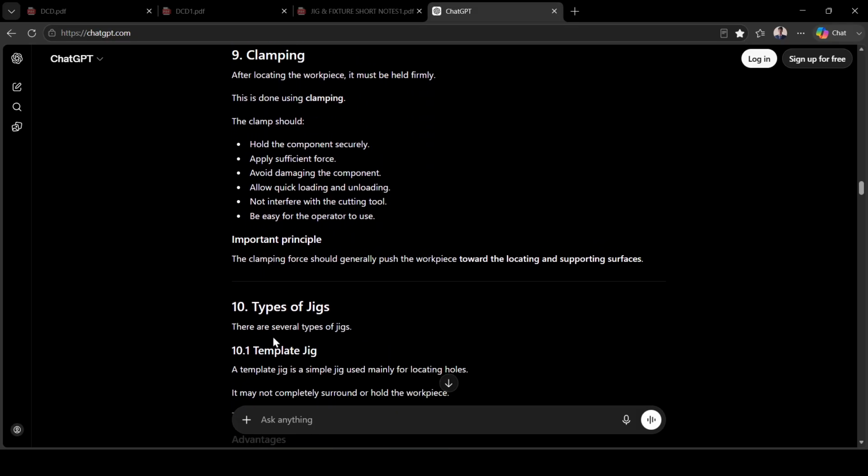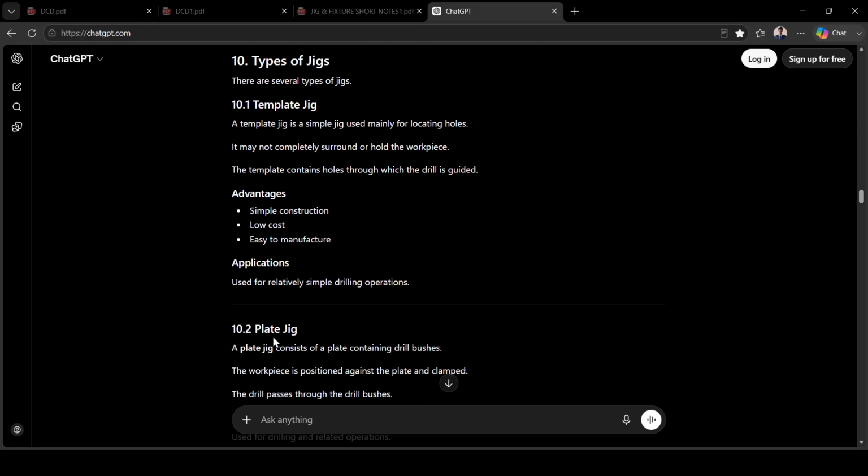Then clamping. After locating the workpiece, it must be held firmly. This is done using clamping. The clamp should hold the component securely, apply sufficient force, avoid damaging the component, allow quick loading and unloading, not interfere with the cutting tool, and be easy for the operator to use. An important principle: the clamping force should generally push the workpiece towards the locating or supporting surfaces.